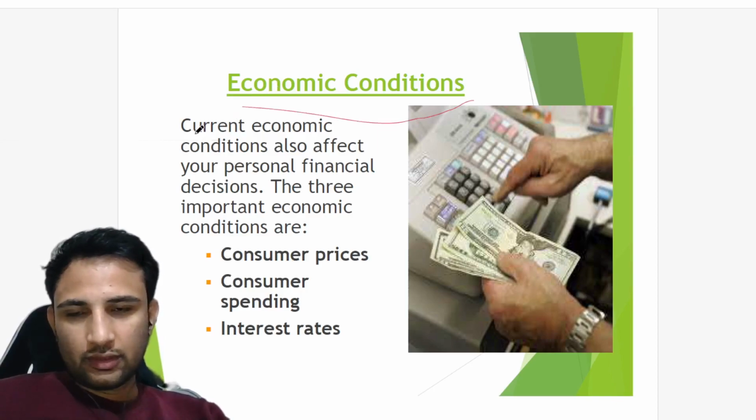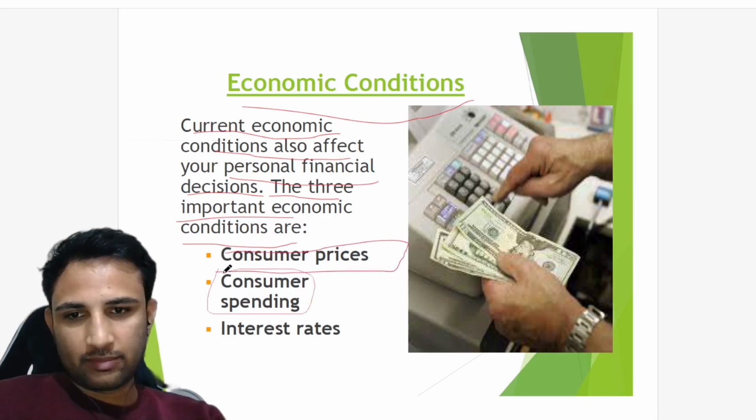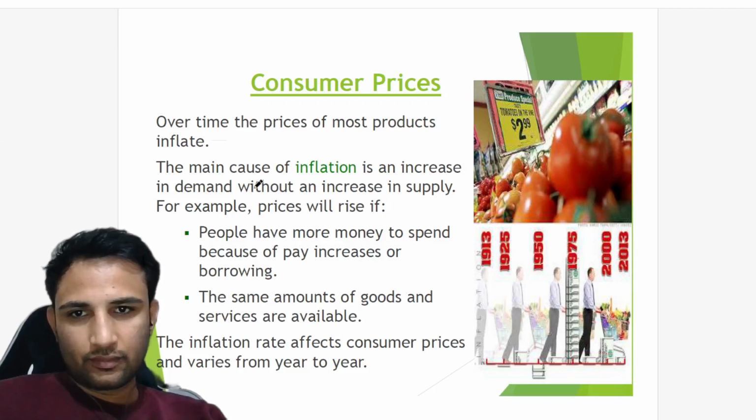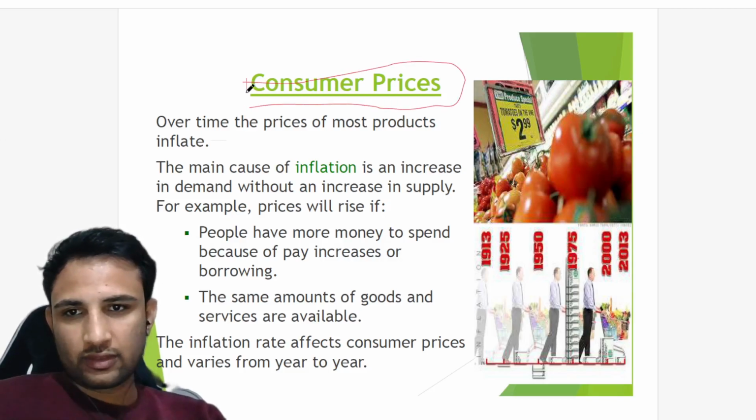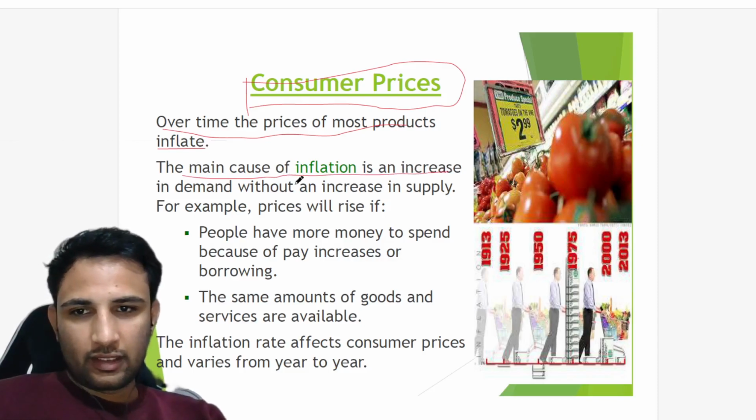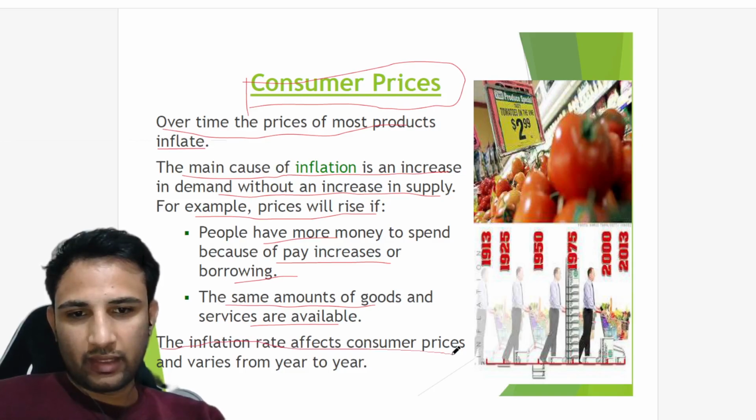Economic conditions. So current economic conditions also affect your personal financial decisions. The three important economic conditions are: first one is consumer prices, second one is consumer spending, third one is interest rates. So let's discuss consumer prices first. Over time, the prices of most products inflate. The main cause of inflation is an increase in demand without an increase in supply. For example, prices will rise if people have more money to spend because of pay increases or borrowing. The same amounts of goods and services are available, and the inflation rate affects consumer prices and varies from year to year.